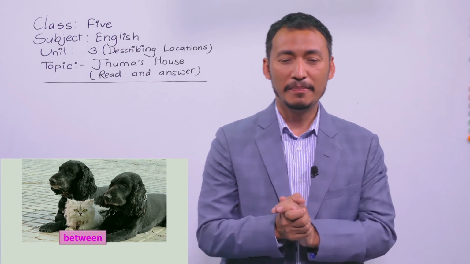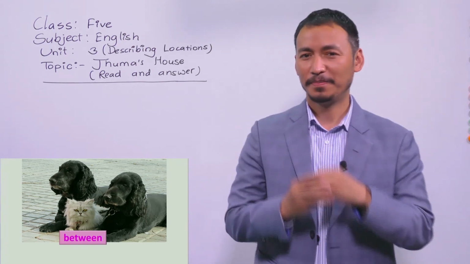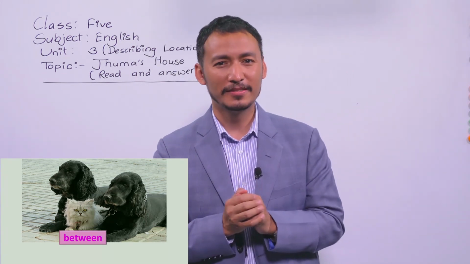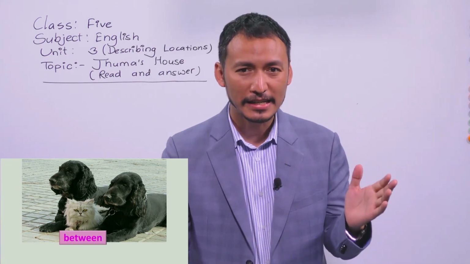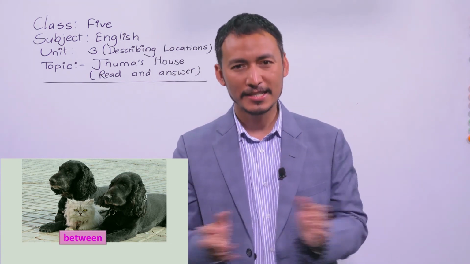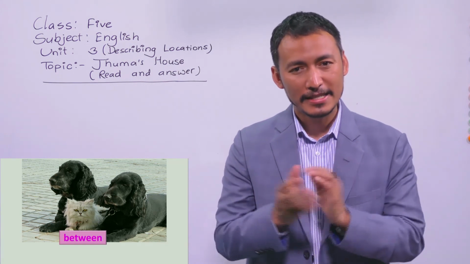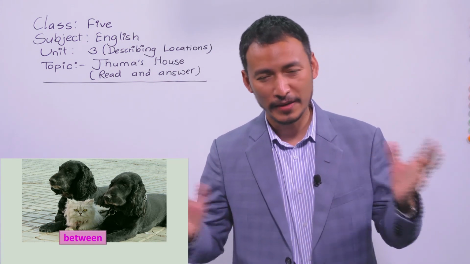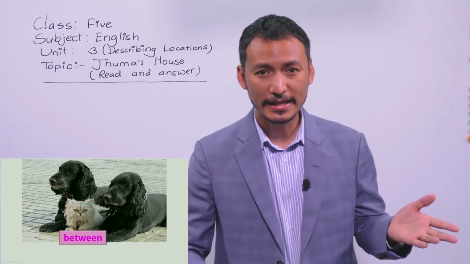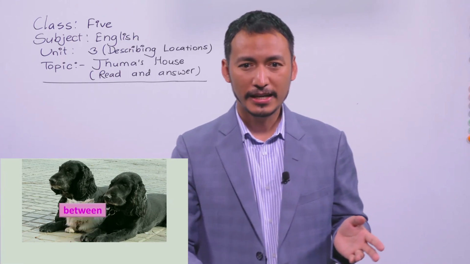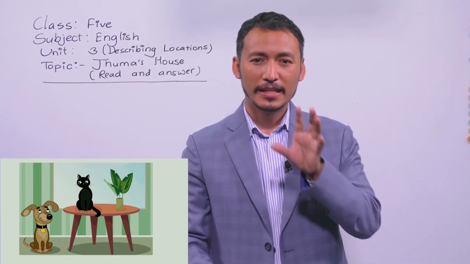Let's see another one. Between. Where is the white cat? The white cat is between the two black dogs, right? When do you use between? We use between when there are two things on the sides and something is in the middle. When there are two things or two animals or two people, like this. So we call it in between. Next, let's see quickly. Here I'm going to show you where these animals are.